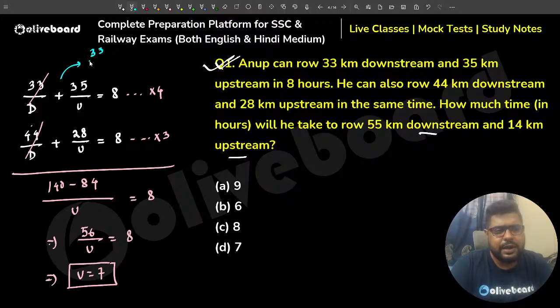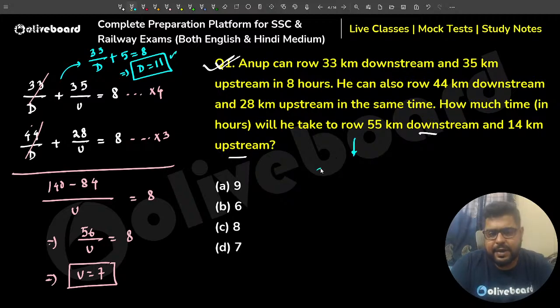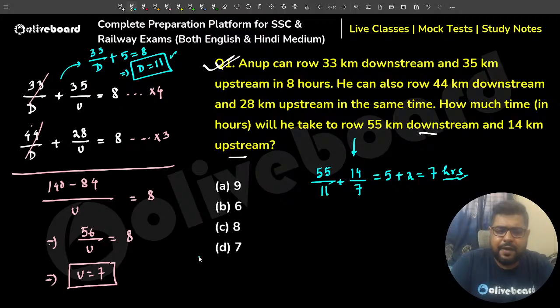So I'm putting it here, 33 by D plus 35 by 7 is 5 is equal to 8. So D is equal to 11, sir. So I know D, I know U, I can figure out the value from here very easily. 55 downstream speed is 11, 14 upstream speed is 7. So this will be 5 plus 2, which is 7 hours. Again, you see, a very simple question. Right? Achha.